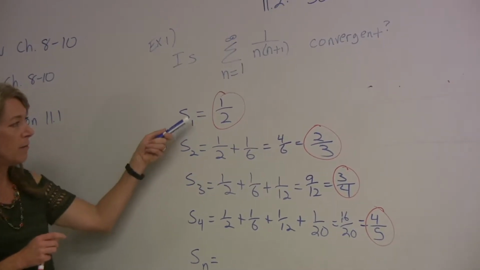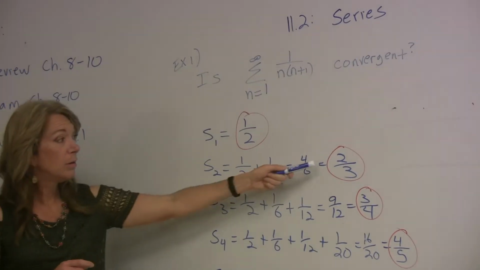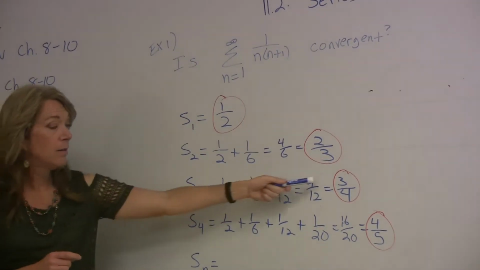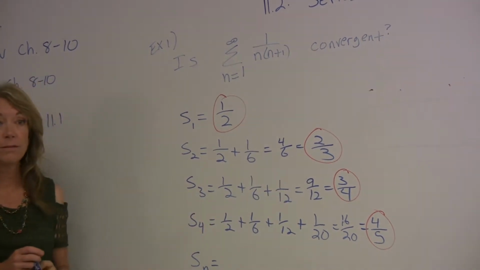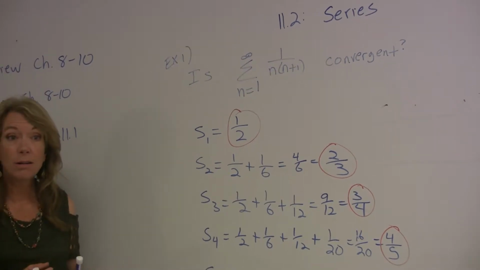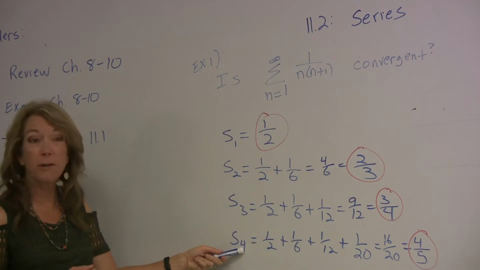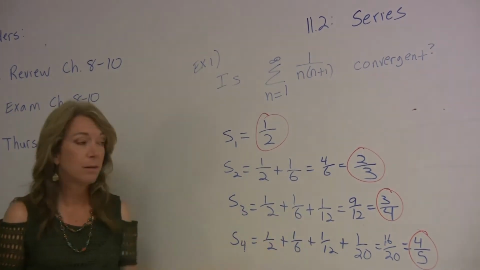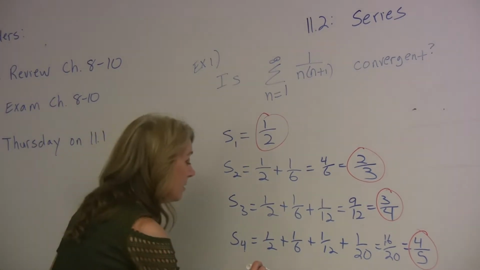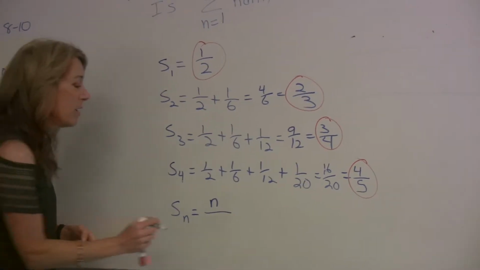When n was 1, we had 1/2. When it was 2, it's 2/3. When it was 3, it's 3/4. What do you notice about the numerator? If you want the first partial sum, it's a 1. You want the fourth partial sum, it's a 4. Guess what it is on the nth partial sum? n. And how's the denominator compare to that? It's 1 more than that, it's n plus 1.